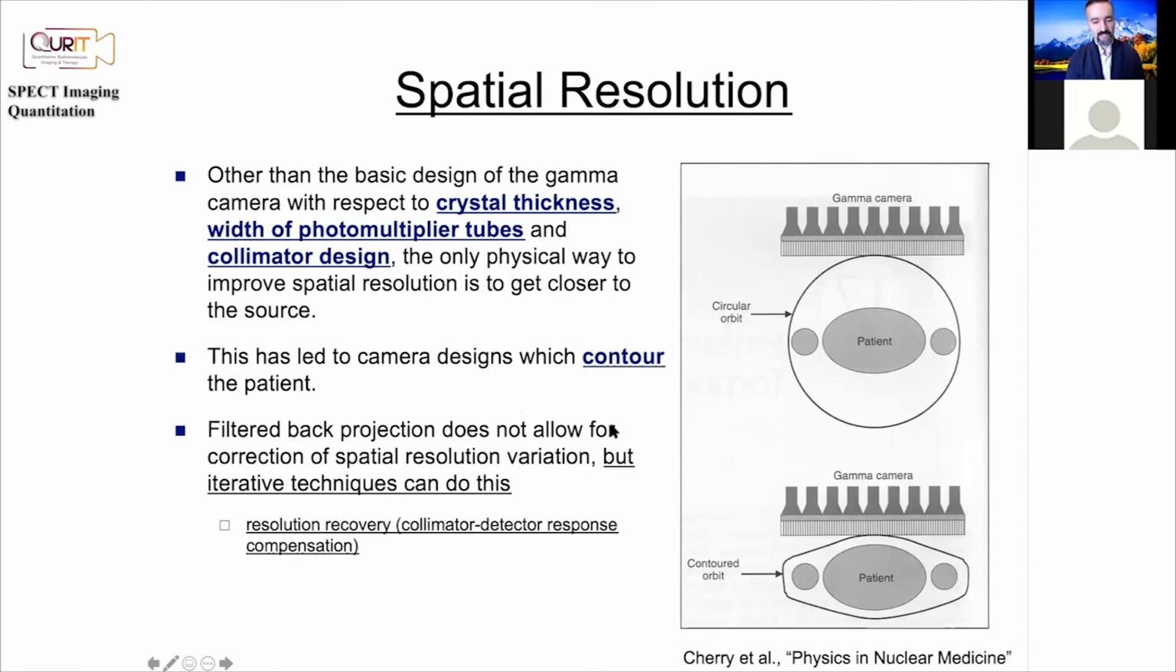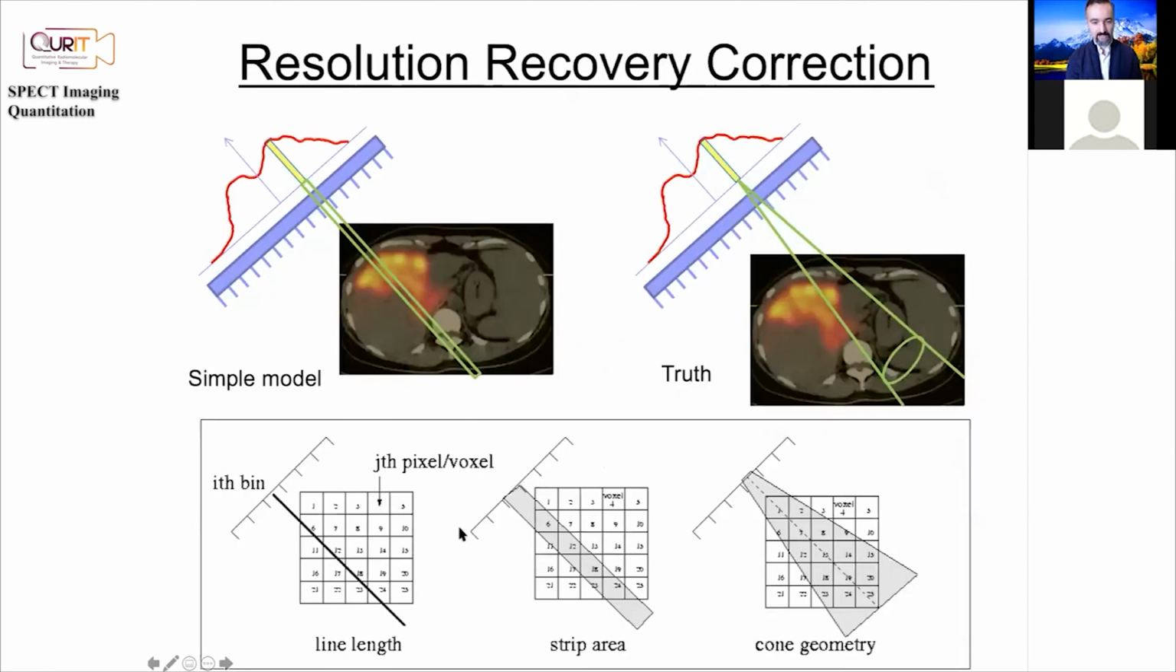All I want to add here is that on top of all these corrections, on top of coming close to the patient, all these things, you can model resolution within the iterative reconstruction. We call that resolution recovery, or also collimator detector response compensation. Kind of looks like this. Instead of just doing your projections like this, you would be really modeling the fact that as you get away from the collimator, you're having a wider acceptance angle. And so instead of doing a line integral or a strip area in a model, you start to do your projections more properly using the proper cone geometry that models this effect.